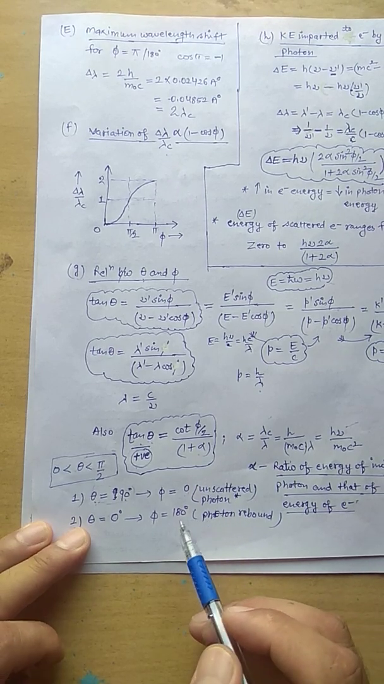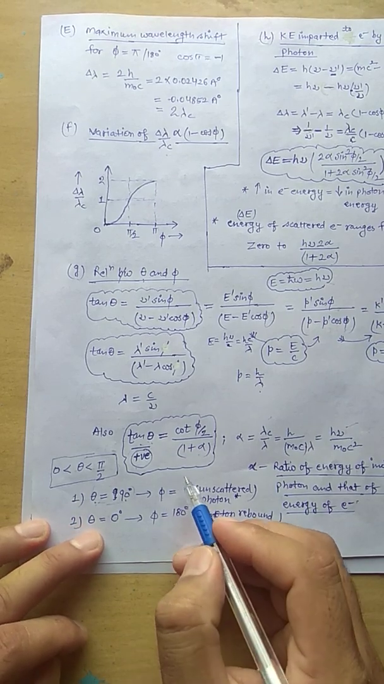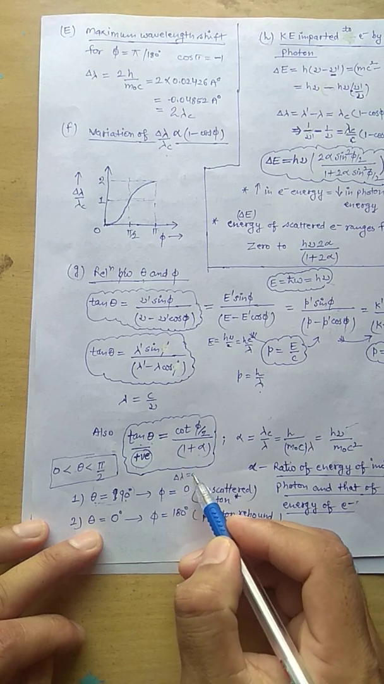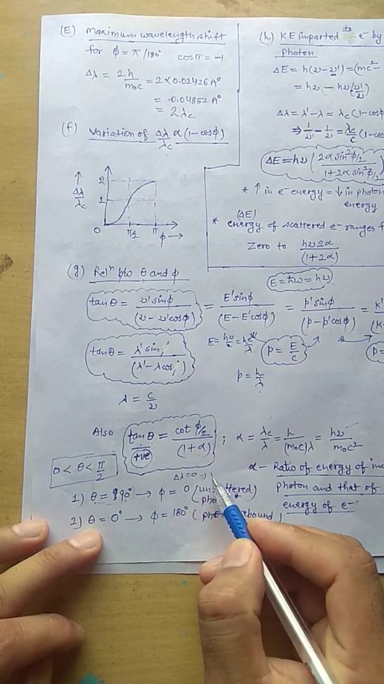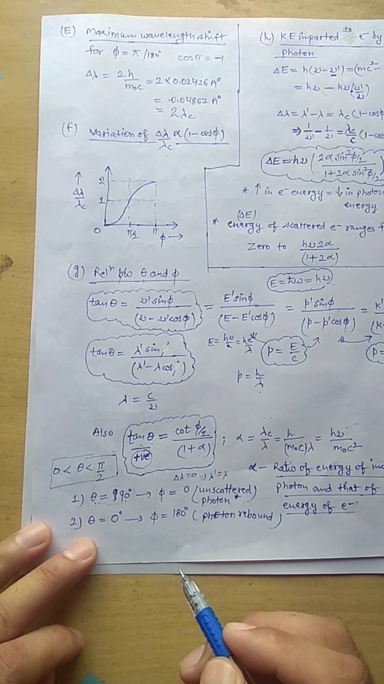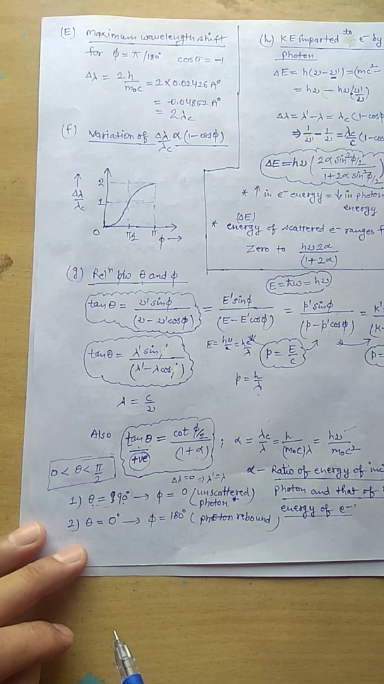ठीक है। और in that case we have seen, if we put phi equal to 0, then 1 minus cos phi will be 0, or delta lambda will be equal to 0, or you can say lambda dash is equal to lambda, यानी कि इंसिडेंट फोटोन की और स्कैटर्ड फोटोन की वेवलेंथ सेम होगी। क्लियर है?